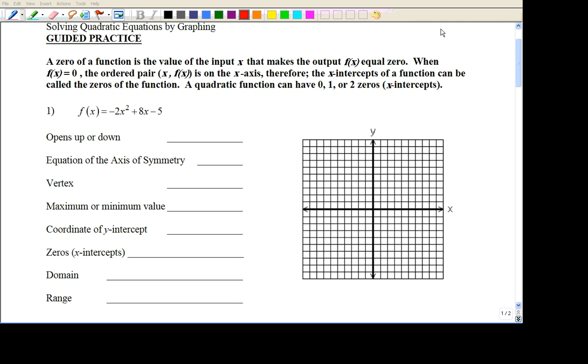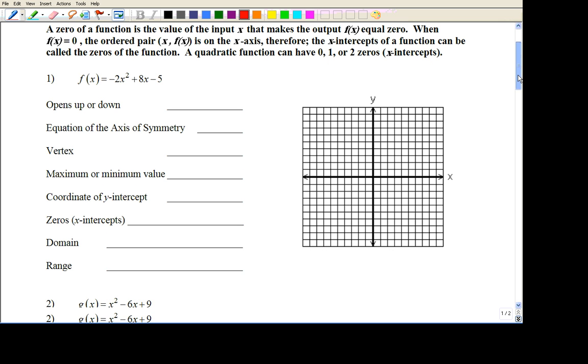So remember that a zero of a function is the value of the input x that makes the output f of x equal to 0. When f of x equals 0, the ordered pair (x, f of x) is on the x-axis. Therefore, the x-intercepts of a function can be called the zeros of a function. And a quadratic function can have 0, 1, or 2 zeros or x-intercepts.